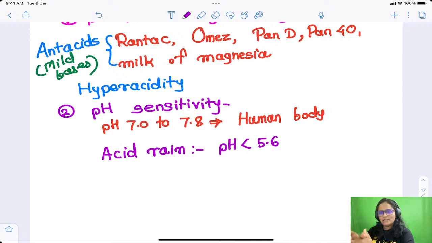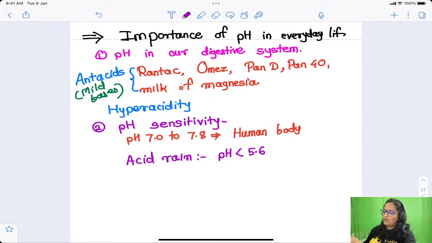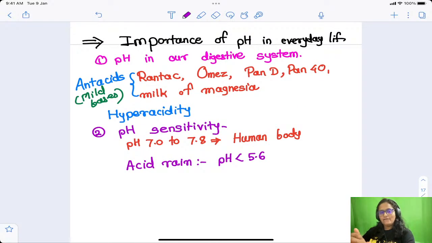So these are the first two factors of the importance of pH in everyday life. There are two more factors which we are going to discuss in the next class. So you can take a screenshot of this page, and then we will end today's class here. Take a screenshot.